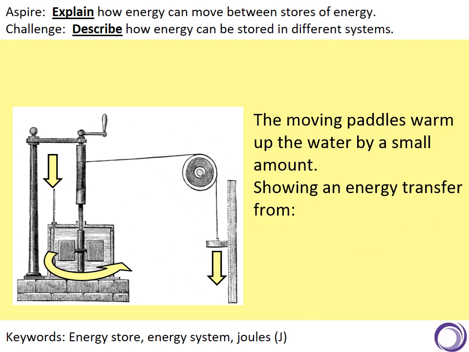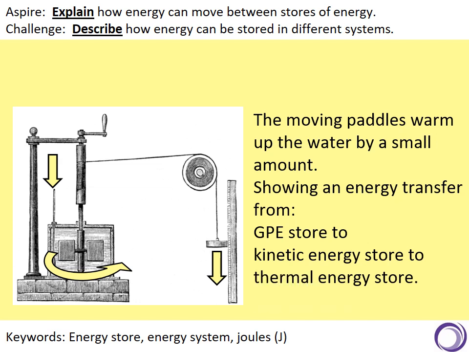So he's got an energy transfer from gravitational potential energy, so that's the mass to start with, being high up. That's then transferred to the kinetic energy store. So you've got your paddles spinning around in the water, and then those paddles spinning round heat up the water, so you end up with the thermal energy store as the temperature of the water increases.